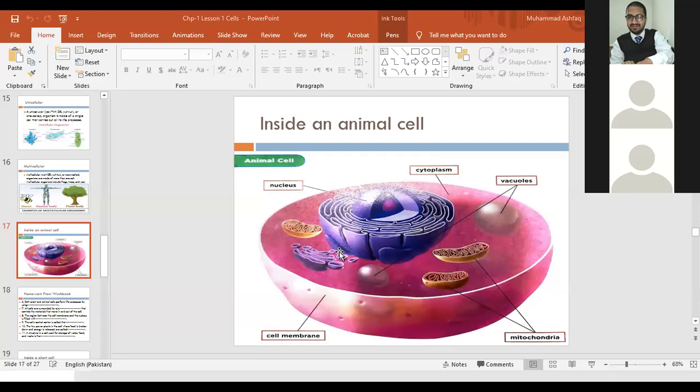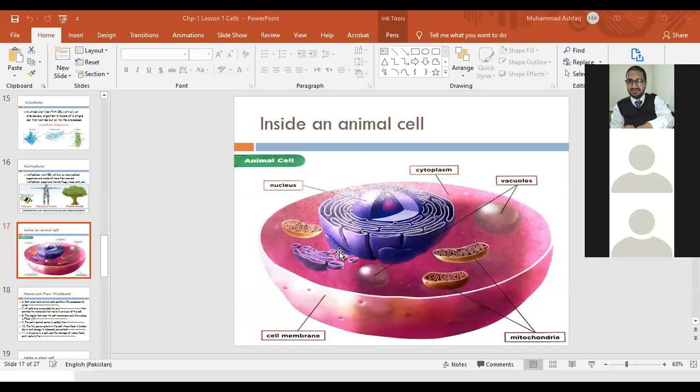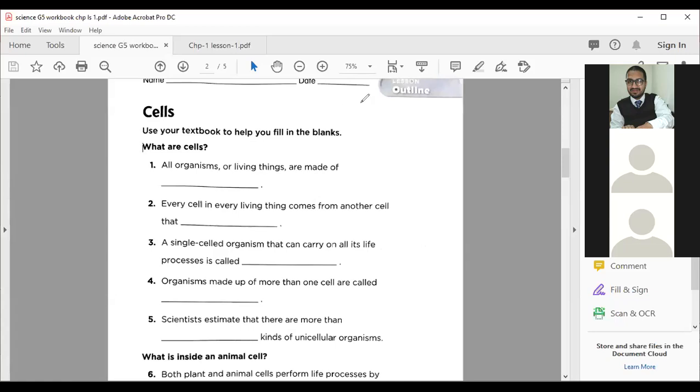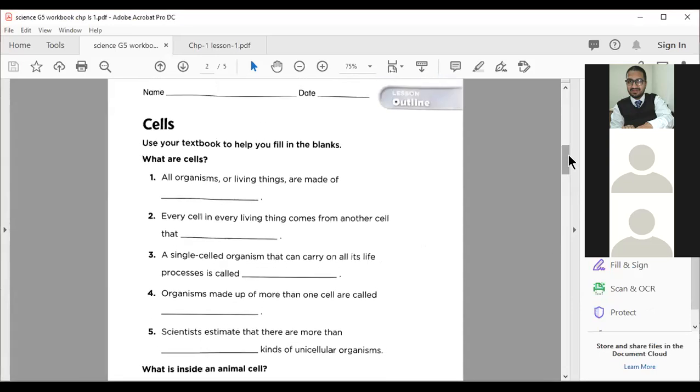Now, everyone, please open your workbook if you have. Otherwise, you can open this workbook page number 3. Here you can see this workbook page number 3. There you can easily find these fill in the blanks, first 5. So what you need to do, just a minute, I will tell you.